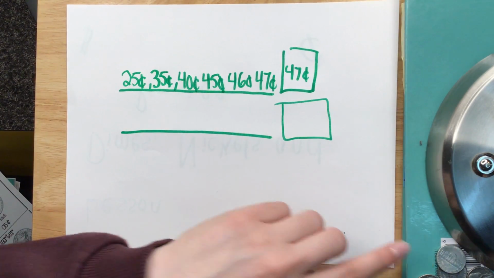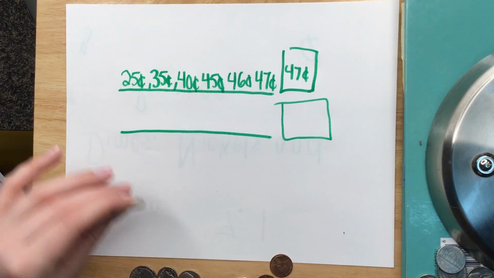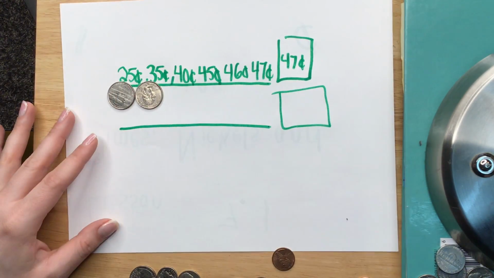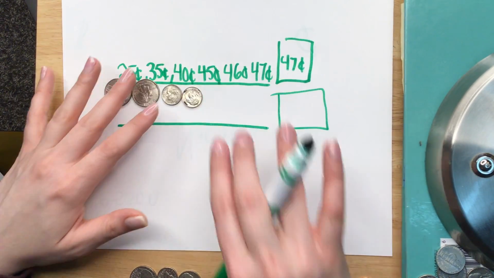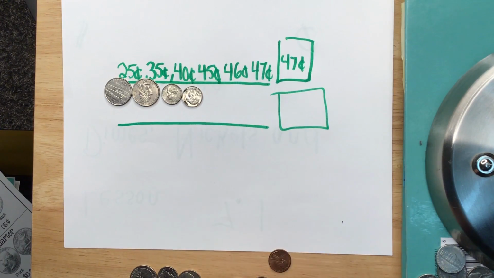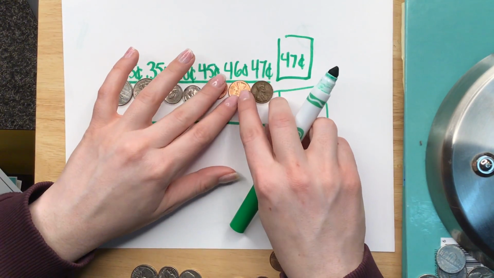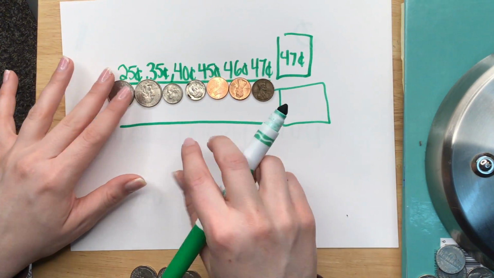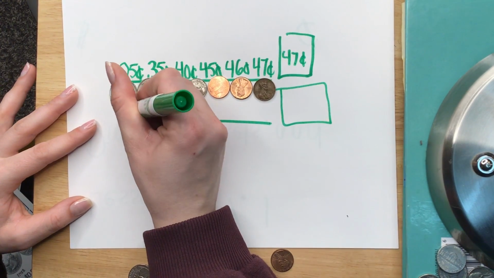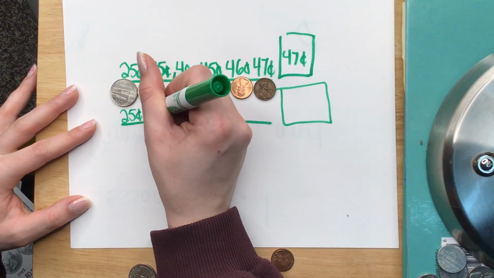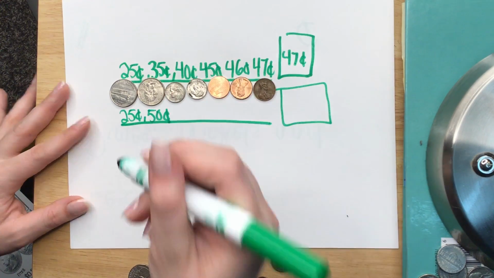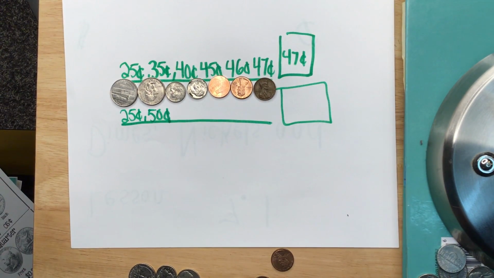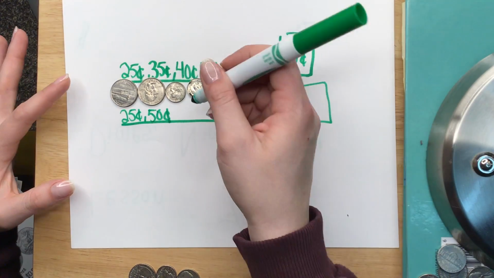I'm going to change it up a little bit. Let's do 2 quarters, 2 dimes, 3 pennies. So we'll start with the quarters. We know a quarter's worth 25 cents. If we add 25 cents to that, we get 50 cents. Remember, I'm thinking to myself, 1 quarter is 25, 2 quarters 50, 3 quarters 75, 4 quarters is 100 cents.